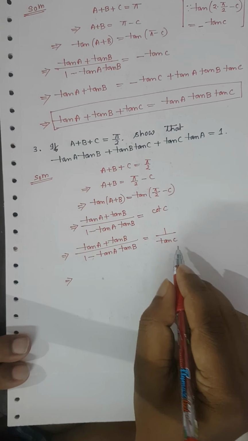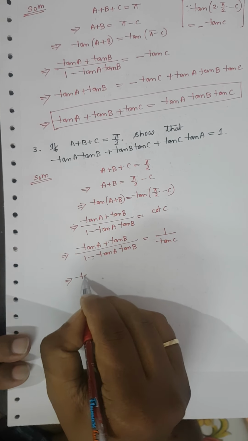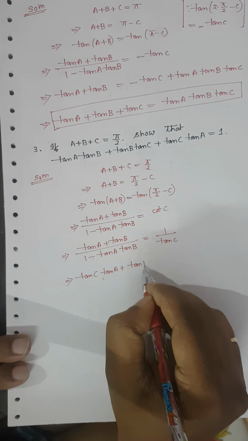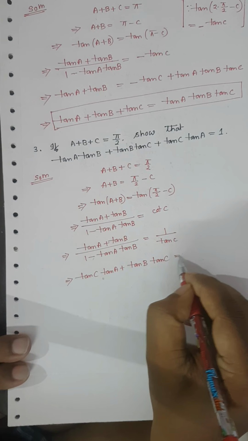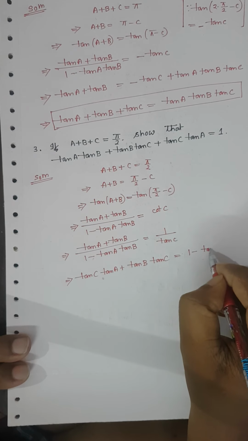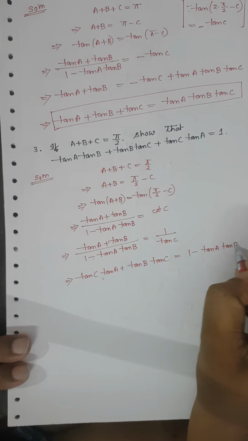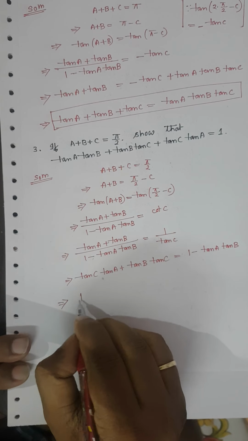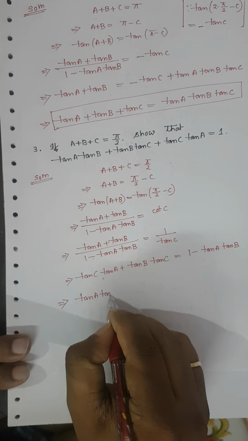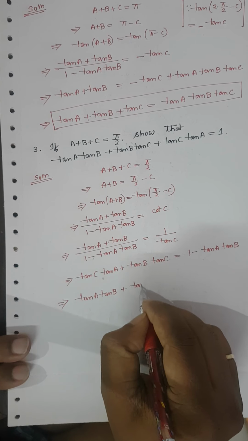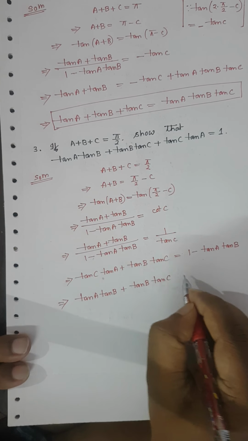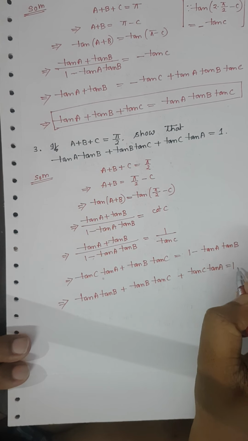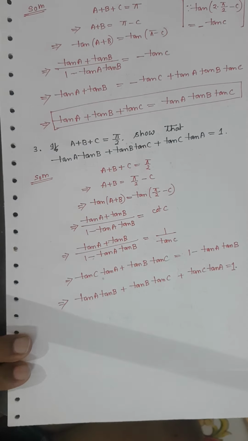So multiply by tan C on the left side, I will get tan C into tan A plus tan B into tan C, equal to 1 minus tan A tan B. So after taking this on the left side, I will have tan A into tan B plus tan B into tan C plus tan C into tan A is equal to 1. This is a very useful identity.